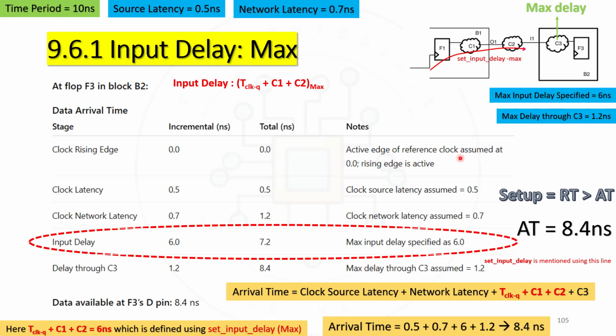So the active edge of the reference clock is assumed to be 0, which means the rising edge is active. Here this is a positive edge trigger that is happening at 0 nanoseconds. That's why I'm taking a value of 0 nanosecond. Next, coming to the clock latency.